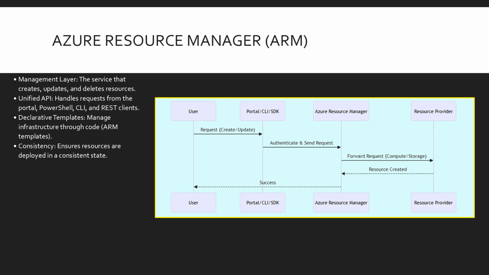This sequence diagram shows the flow of a request. The user interacts with tools like the portal or CLI. These tools send a request to Azure Resource Manager, ARM. ARM authenticates the request and forwards it to the specific resource provider, like compute or storage. Once the provider confirms the creation, ARM reports success back to the user. This illustrates ARM's role as the central orchestrator.